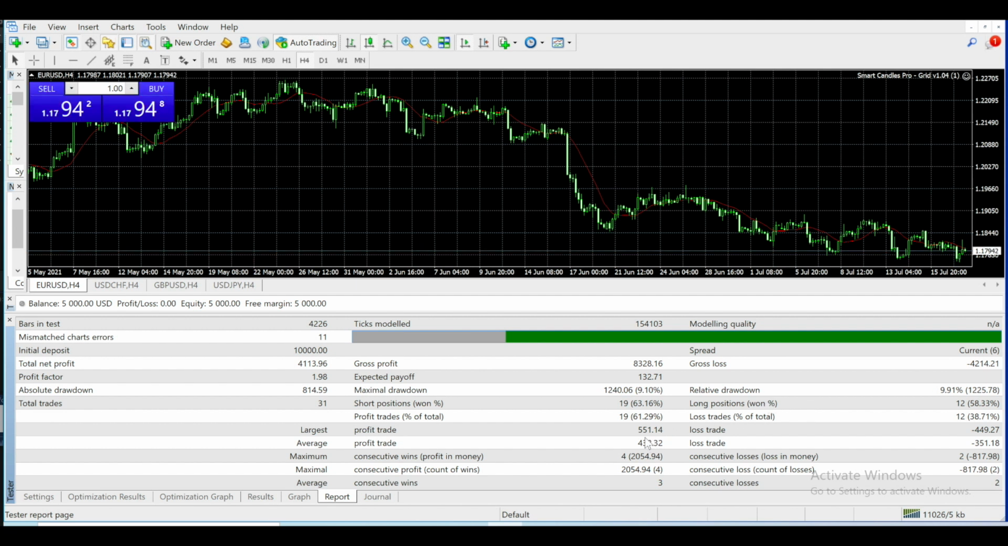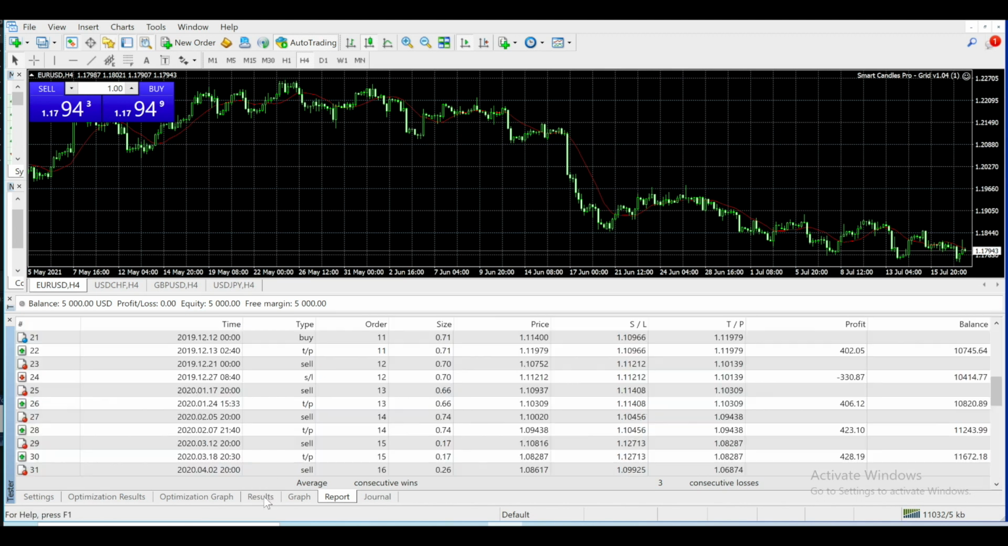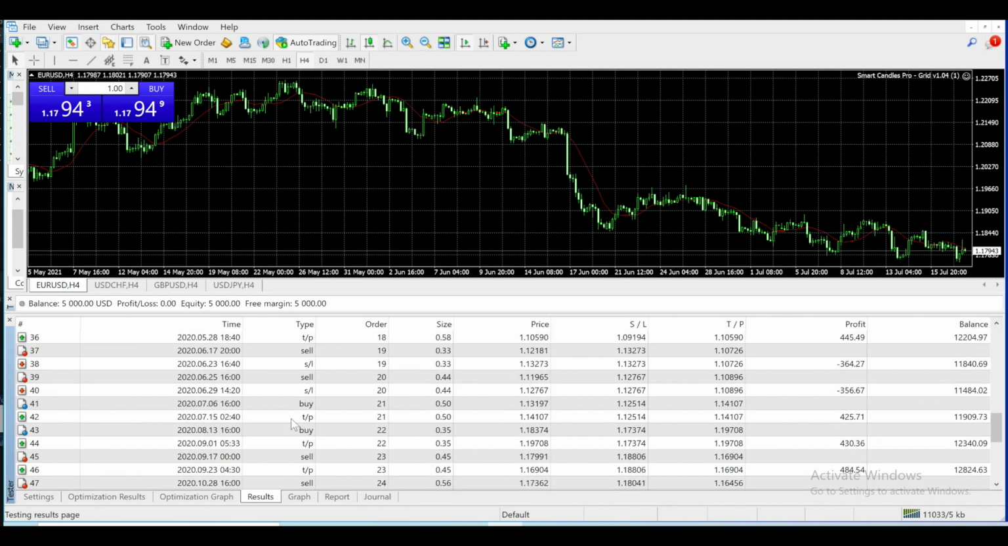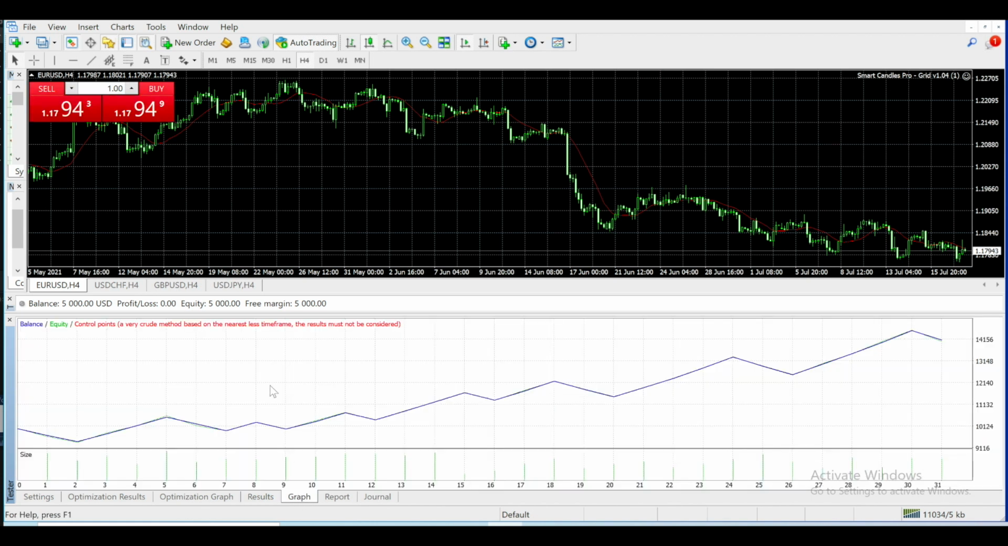And the risk to reward, if we look at the average risk, it was around $500, $450. The average loss was around $350, $450. So in total, a little over a 1 to 1.25 risk to reward. And we can actually go ahead and see every single trade that was placed in this strategy, and also see a graph of the balance curve.